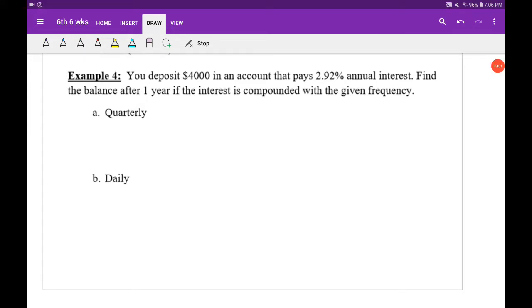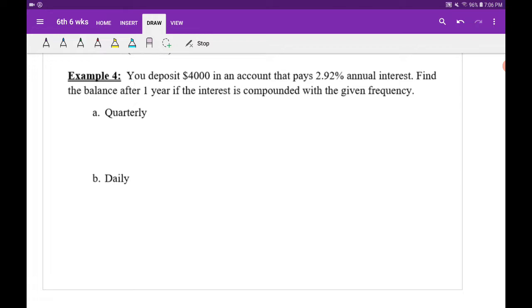All right, example 4 is going to be a compound interest problem. You deposit $4,000 into an account that pays 2.92% annual interest. Find the balance after 1 year if the interest is compounded with the given frequency. So we have quarterly for part A and daily for part B. Basically we're going to use the same equation and calculate for both of them.